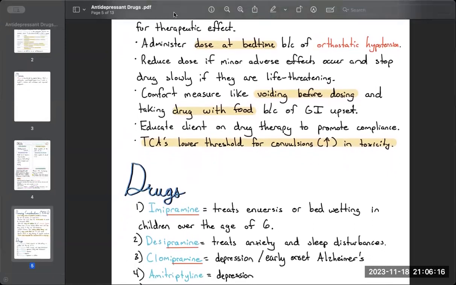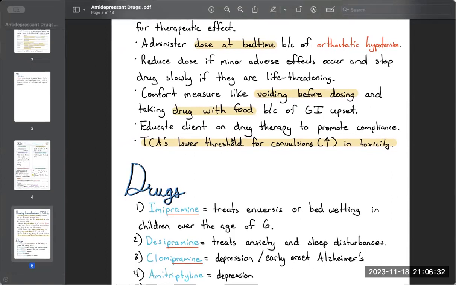Never stop these drugs abruptly as they are life-threatening. These are lethal in overdose, okay? TCAs are very deadly. So we don't want them taking more than the prescribed medication and tell them that if you overdose or take too many, it can be lethal. It can be deadly, okay?